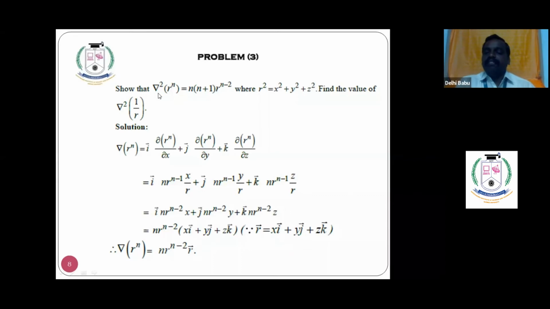Okay, I cannot find directly del square r power n. So first I will find del r power n, and then I will find del square r power n. So what is del r power n?